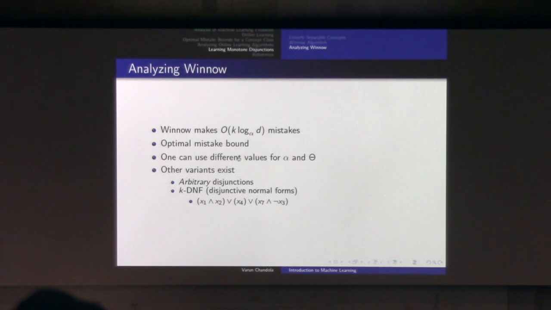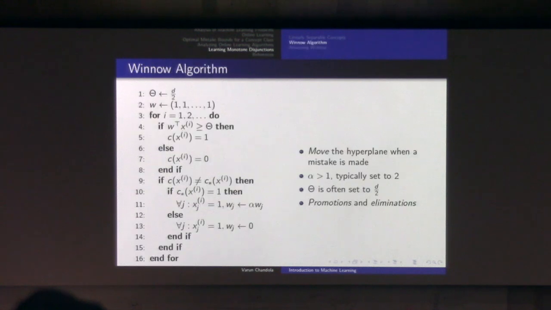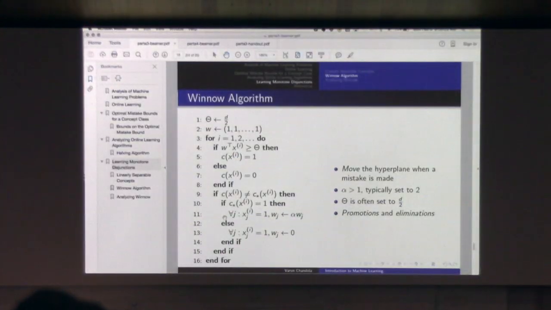Another thing that is beyond our study is that there are other implementations of Winnow that work on other types of concept classes, such as arbitrary disjunctions, which means they are no longer monotone. They could be of other forms as well, such as k-DNF, disjunctive normal forms. So there have been many extensions proposed in the literature. We won't look at those for this class, but if you're interested, you can look them up. All right, we'll do the rest in the next class. Any questions before we stop?